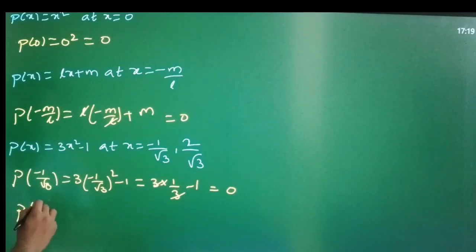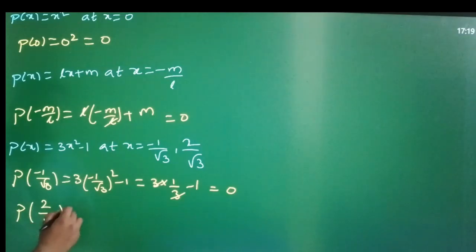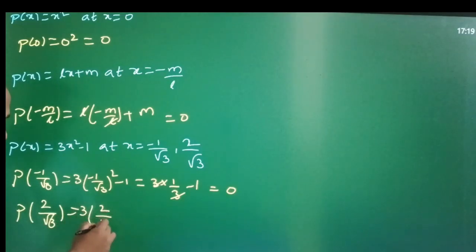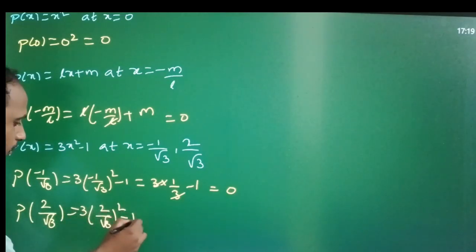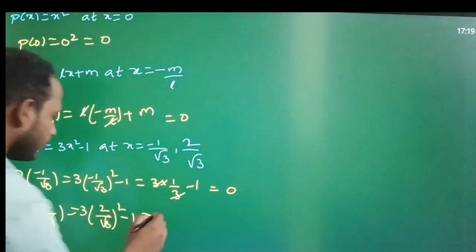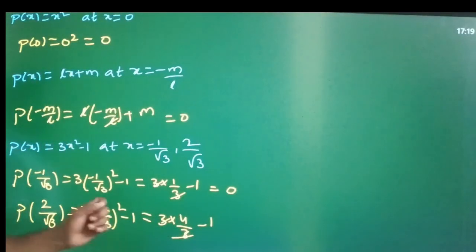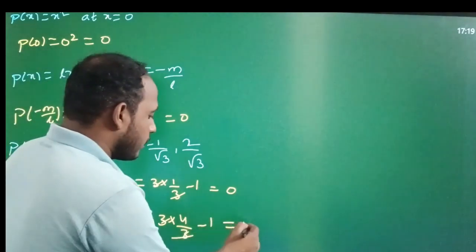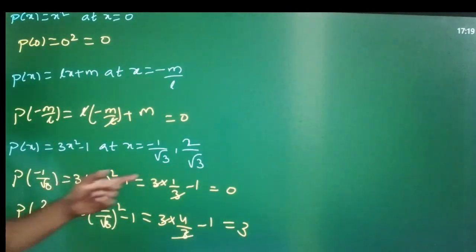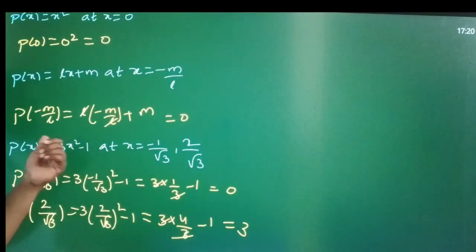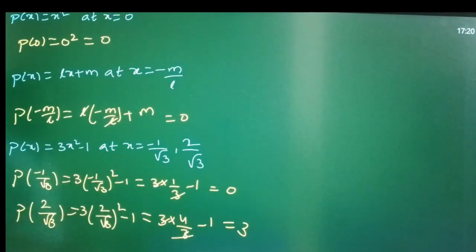Now for 2 by root 3: 3 into 2 by root 3 whole squared minus 1. Here, 3 into 4 by 3 minus 1. 3 gets cancelled. 4 minus 1 is 3. Therefore, here only minus 1 by root 3 is the zero of the polynomial p of x equals 3x squared minus 1. Next one.